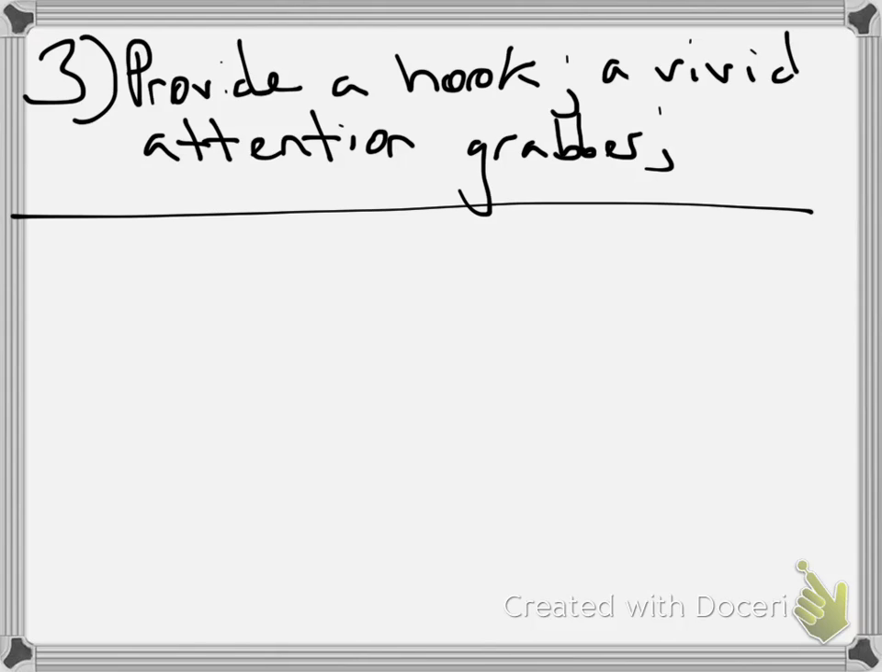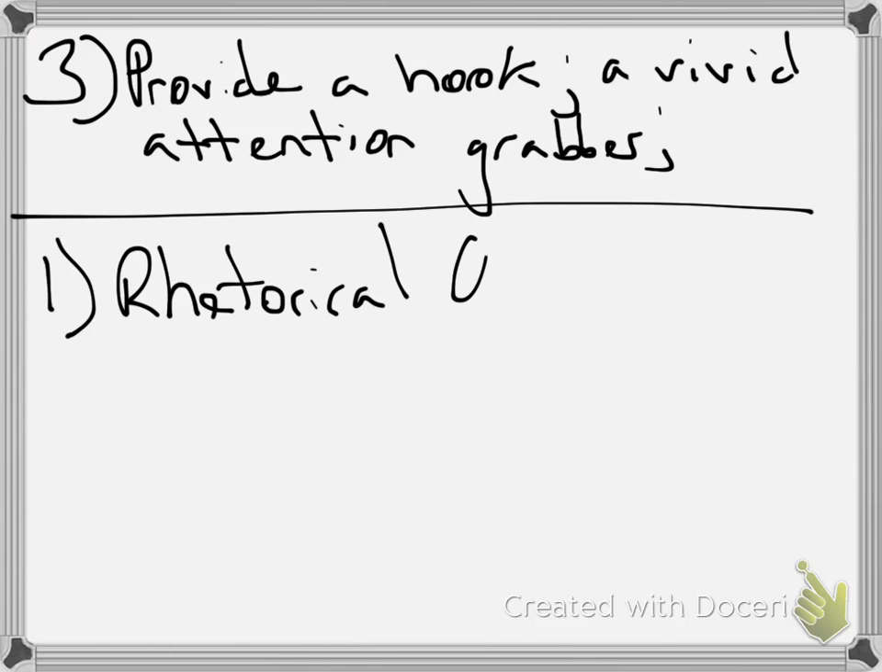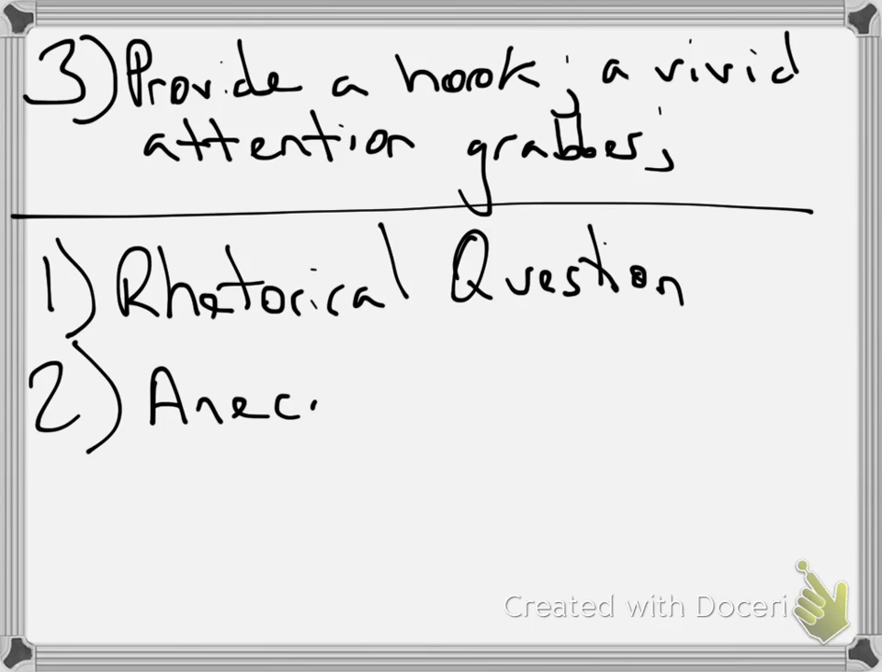Alright, so next up, before we even start really focusing on our thesis statement, we should provide a hook, which is a vivid attention grabber. Now there's two good types of hooks that you can use for your expository essay. You can do one, the rhetorical question, or two, you can use an anecdote. A rhetorical question is a question that does not require an answer. The answer is obvious. An anecdote is a very short story.